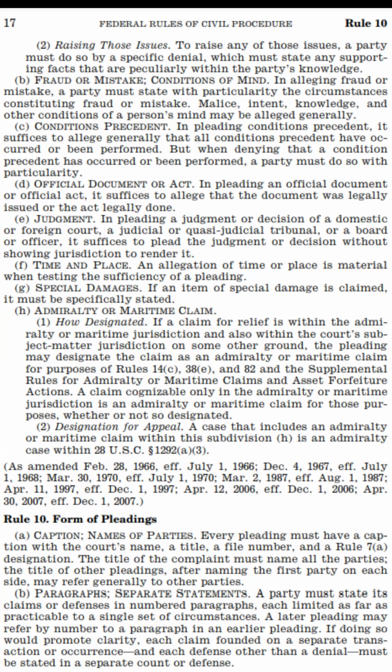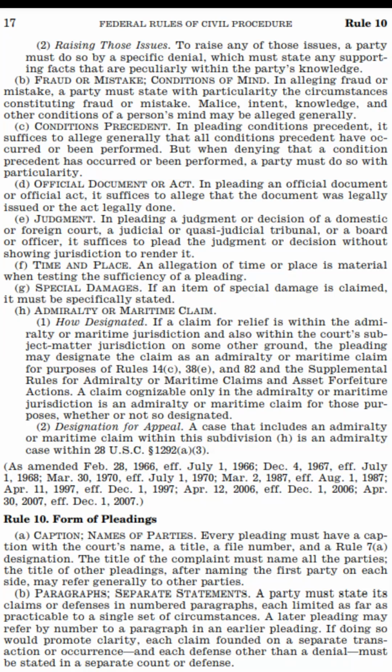B. Fraud or mistake. Conditions of mind. In alleging fraud or mistake, a party must state with particularity the circumstances constituting fraud or mistake. Malice, intent, knowledge, and other conditions of a person's mind may be alleged generally. C. Conditions precedent. In pleading conditions precedent, it suffices to allege generally that all conditions precedent have occurred or been performed. But when denying that a condition precedent has occurred or been performed, a party must do so with particularity.